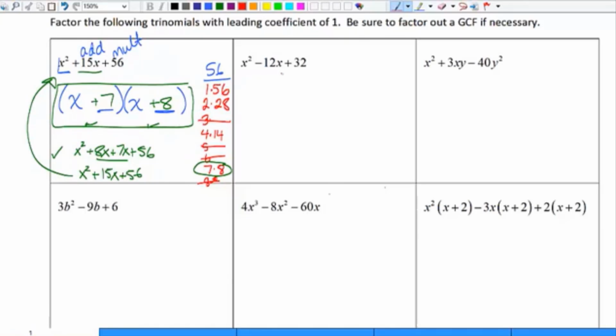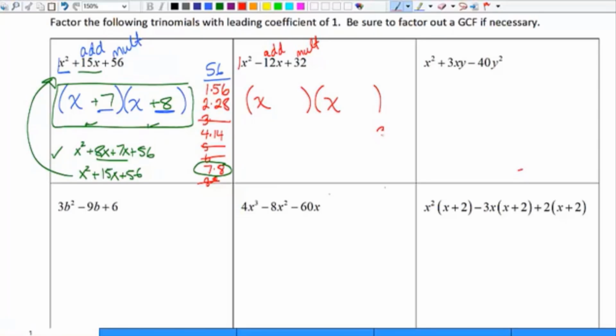In this problem, we have some negatives, so we'll have to deal with that. Notice we have a leading coefficient of 1. So this is what I call my skeleton answer. I know I have two binomial factors, and I know each of the first terms are going to be x and x. I need to find two numbers that multiply to 32 and at the same time add to negative 12.